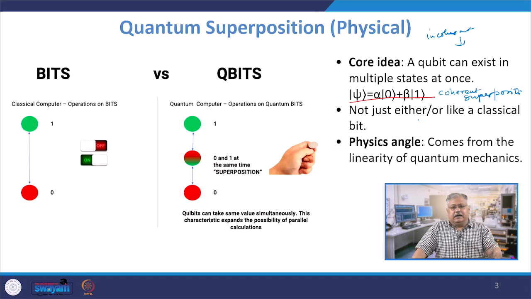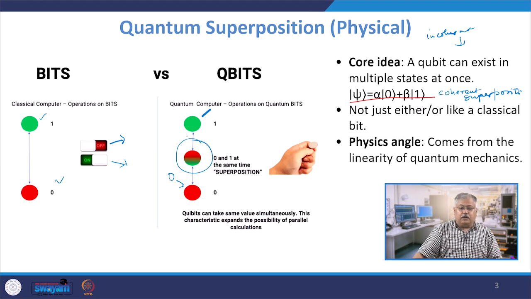If you look at the left hand side, at bits versus qubits, the classical computer is represented by a 1 or a 0, which are very specific off and on states, whereas a qubit can be 0 as well as 1. This is 0 and this is 1, but there will be a state which is a combination of 1 and 0, and that is the reason we have written here that qubits can take multiple values simultaneously. That gives me enough possibility of parallel calculations, because there are multiple states available in the calculation.